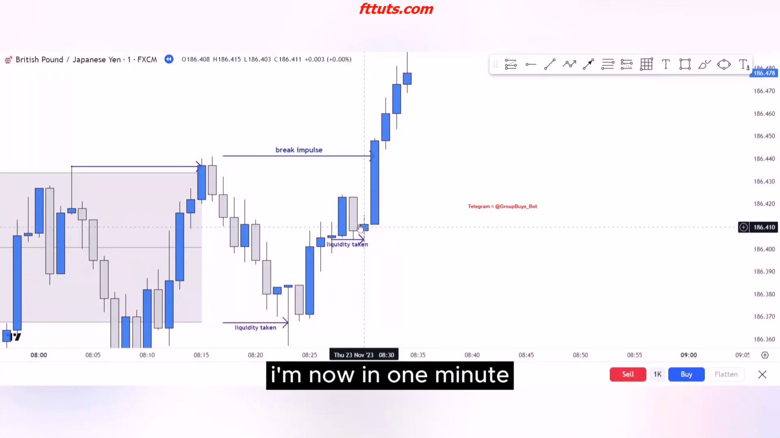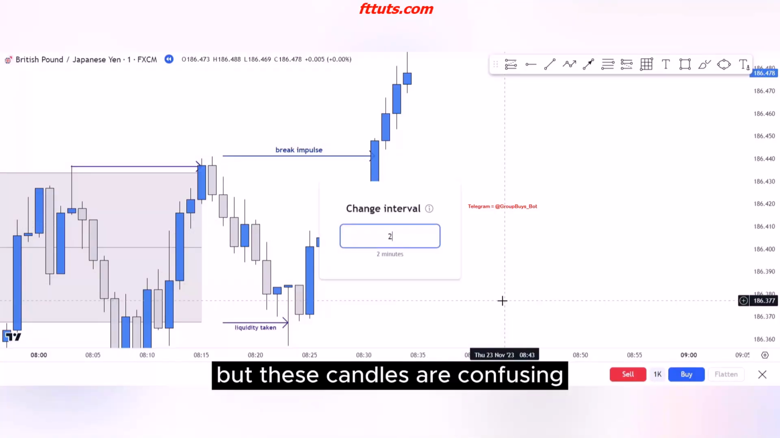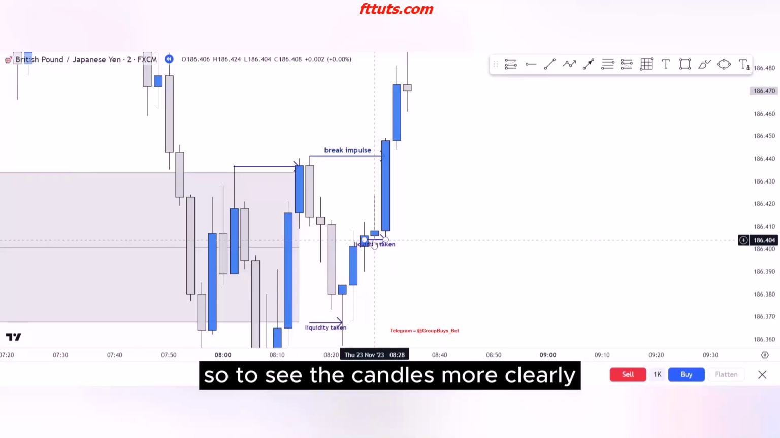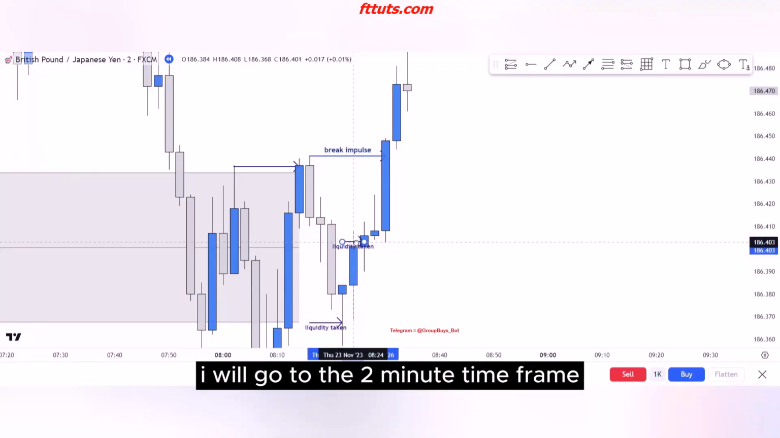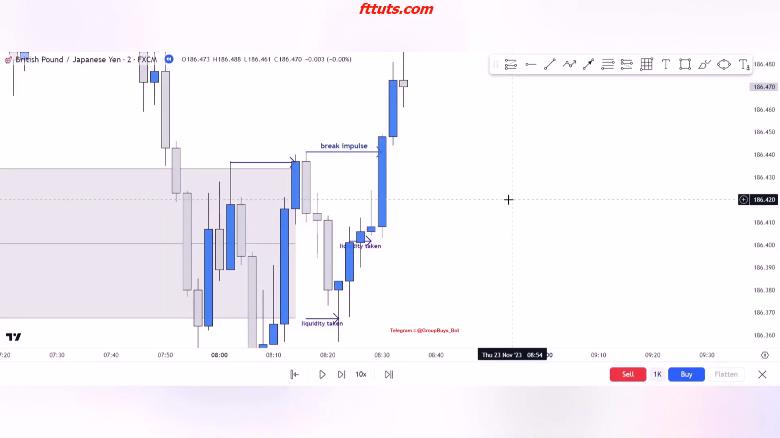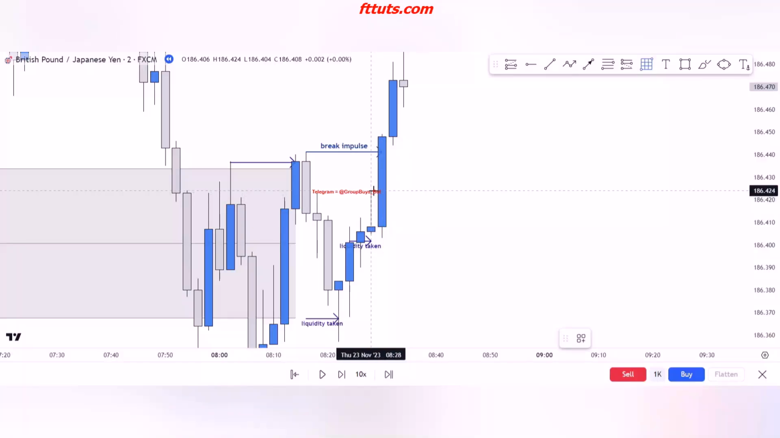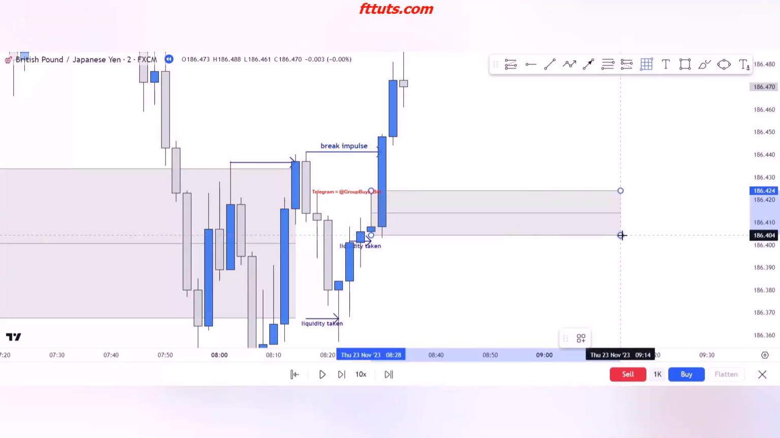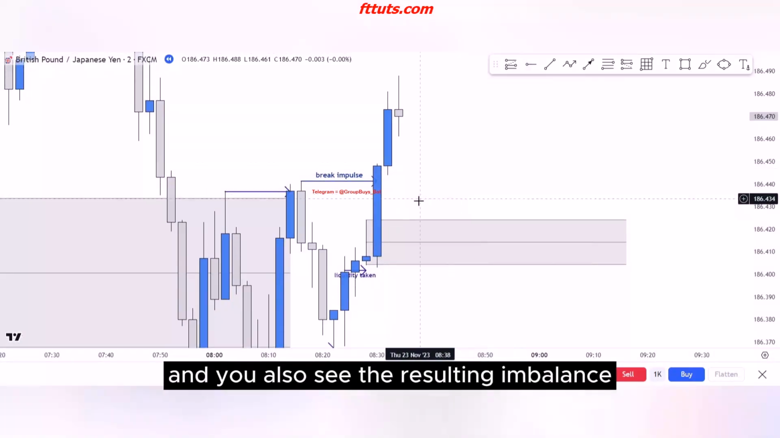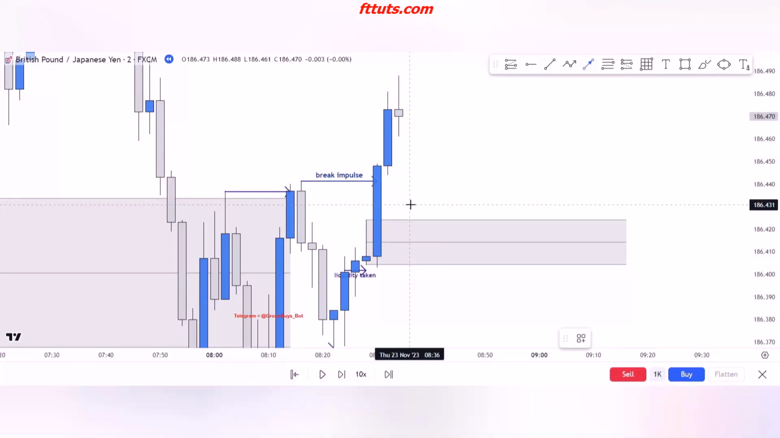I'm now in 1 minute, but these candles are confusing and I'm unsure which candle to mark. So to see the candles more clearly, I will go to the 2-minute time frame. This is the demand I will mark, very clear. You know the liquidity taken and you also see the resulting imbalance.